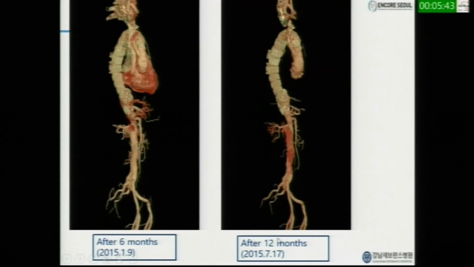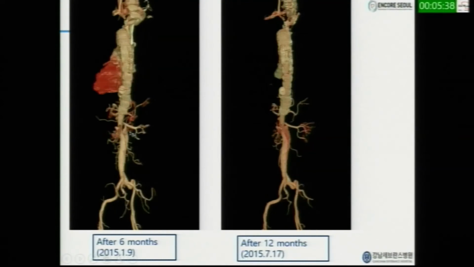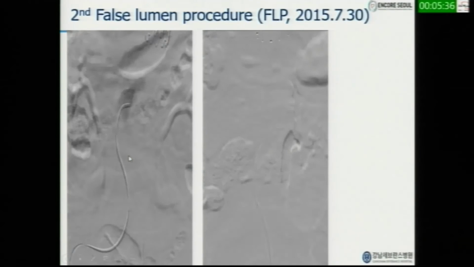At 6 and 12 months of follow-up, there is an entire patent false lumen around the abdominal aorta. So we did an angiogram. We found there is a communicating channel here. So we excluded this channel with a plug and coil.